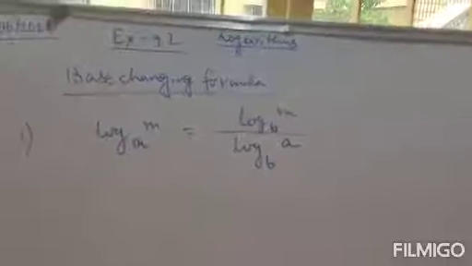Clear? In the numerator we write log b base m, and in the denominator we write log b base a. Now there is a condition: m should be greater than 0, and a and b should also be greater than 0. Also a should be not equal to 1, and b should also be not equal to 1. These are the conditions where the formula is satisfied.